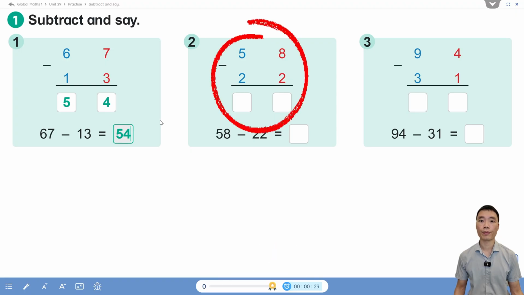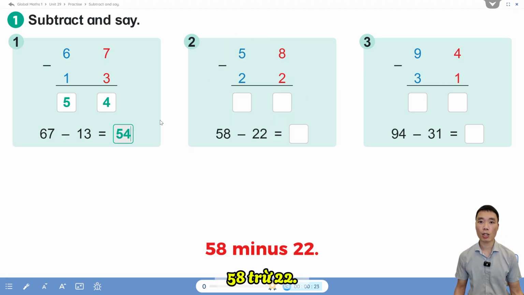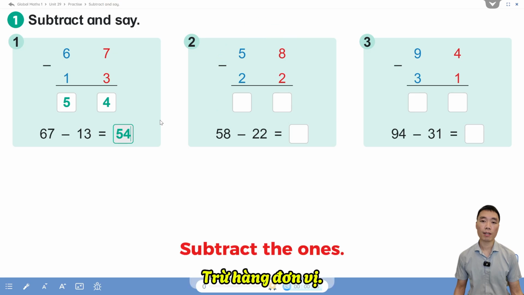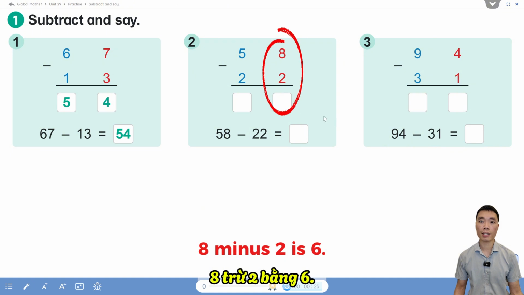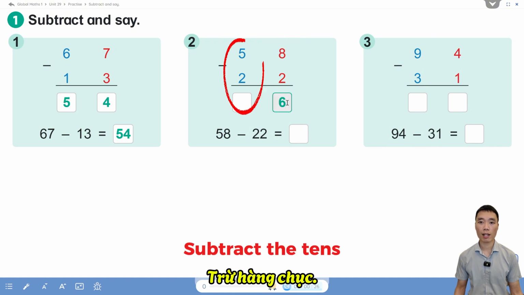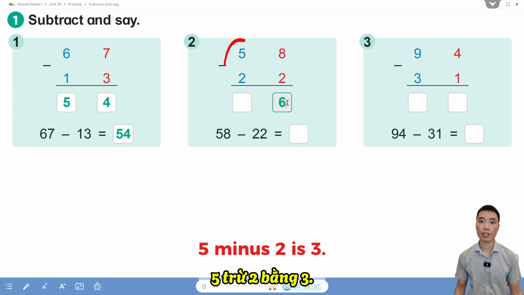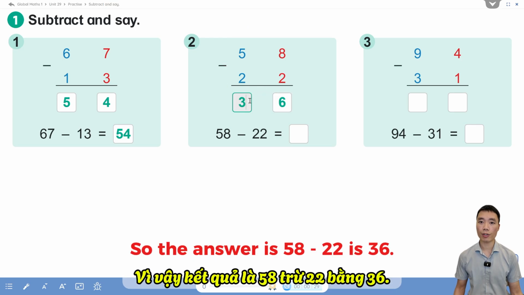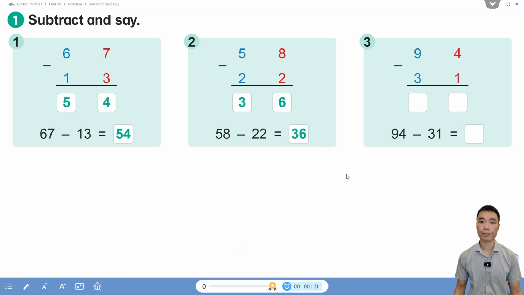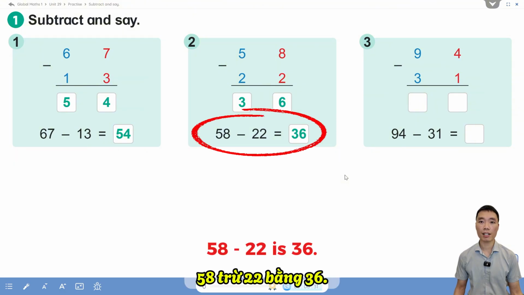Example 2. 58 minus 22. Subtract the ones. 8 minus 2 is 6. Subtract the tens. 5 minus 2 is 3. So the answer is 58 minus 22 is 36.